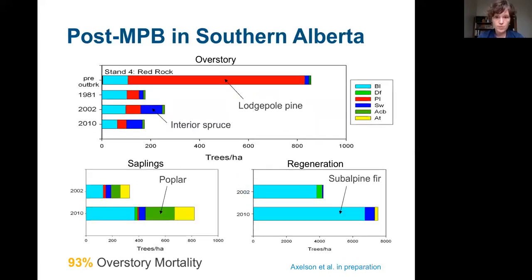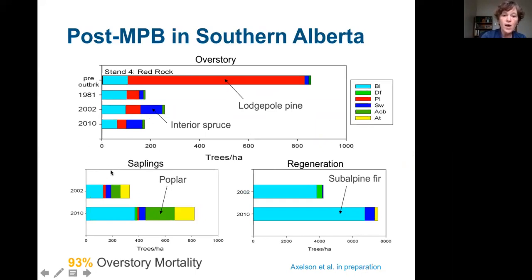This is an example of the same study, same park, but a different stand where we had 93% more overstory mortality by the bark beetle. So you see this very strong reduction in the lodgepole pine component from pre-outbreak to 1981. A minuscule amount of pine is left, leaving mostly a very open condition, because we have very few trees per hectare, of subalpine fir and interior spruce.